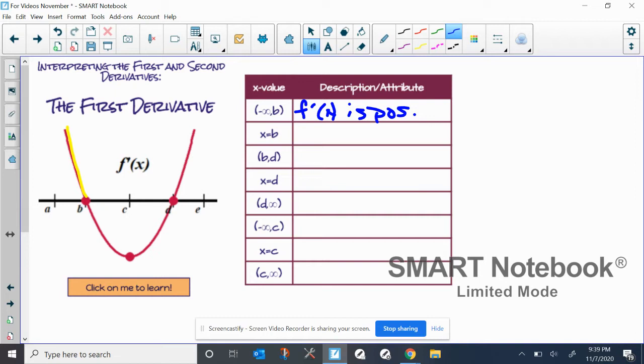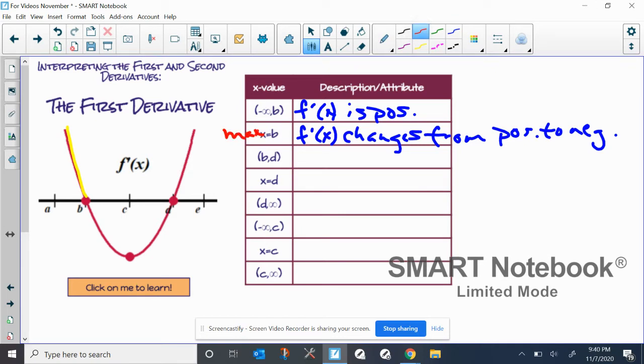At x equals b, I know that f prime of x changes from positive to negative, from above to below. If we go back to what was happening on the previous graph on f of x, this was a relative max.